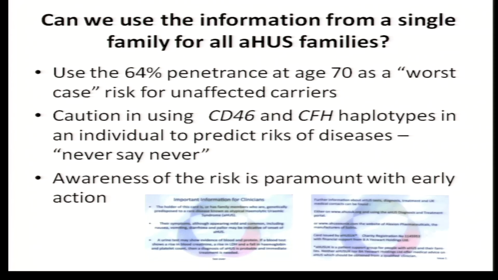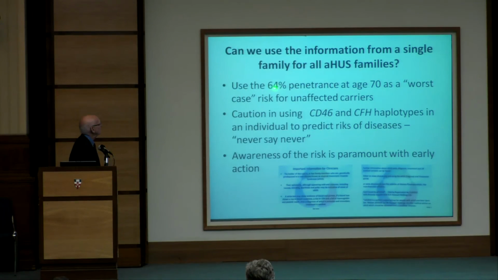Okay, my last slide. Can we use the information that we've taken from this single family for all aHUS families and all individuals and their relatives? So, those of you who I've met and those of you whose families I have met and talked to, who we know are unaffected carriers, what I say is that using the information from this family, we quote a 64% penetrance at age 70 as a worst case risk for unaffected carriers.